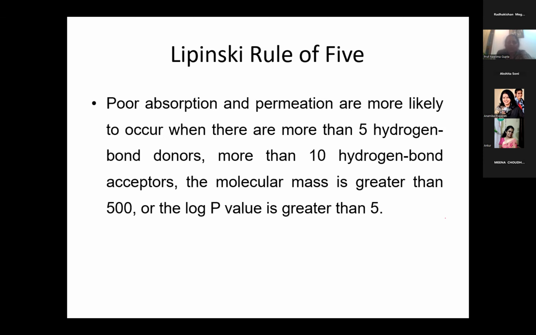Lipinski's rule of 5 is one important point in drug discovery. You might have come across this during the last 2 days. The rule states poor absorption and permeation are more likely to occur when there are more than 5 hydrogen bond donors, more than 10 hydrogen bond acceptors, and the molecular mass is greater than 500, or the log P value is greater than 5. So while identifying a drug candidate, this has some importance.